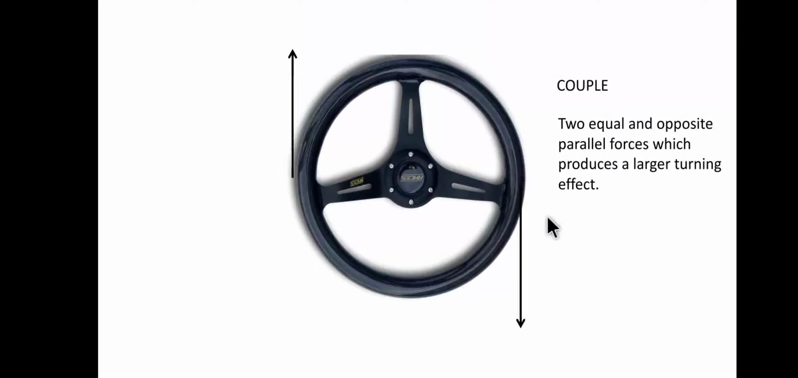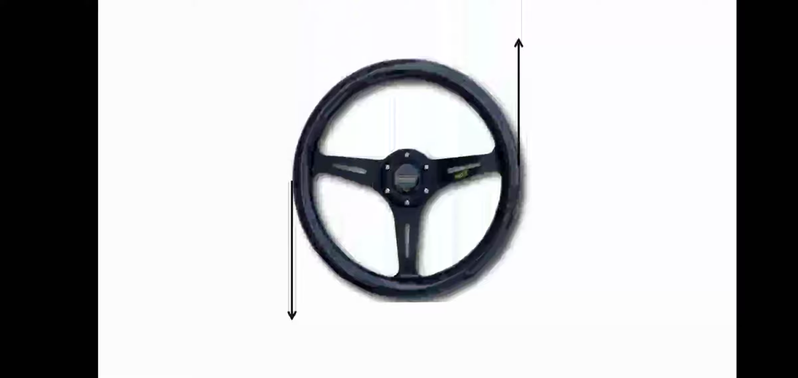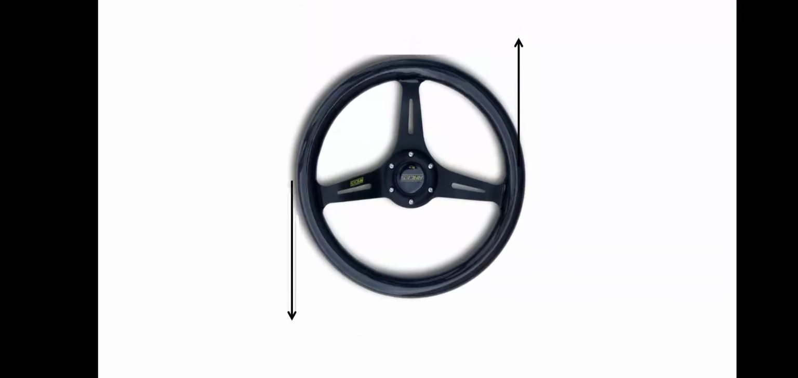Here, as we can see, the body rotated in this direction, so this is a clockwise motion. Similarly, if the steering wheel is acted on by two opposite parallel forces in the other direction, the motion takes place like this, and this is called anti-clockwise motion.